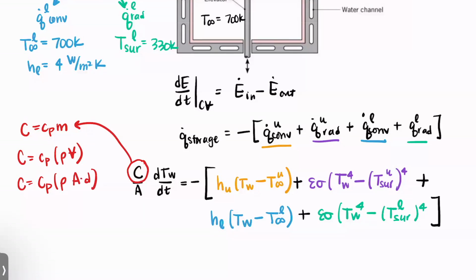All right, so I'm going to substitute this in here. So when I have C over A, this is CP rho A times D divided by A. And our A's cancel, which is good because I didn't give that to us, right? So that means that this just becomes CP rho times D is all of this.